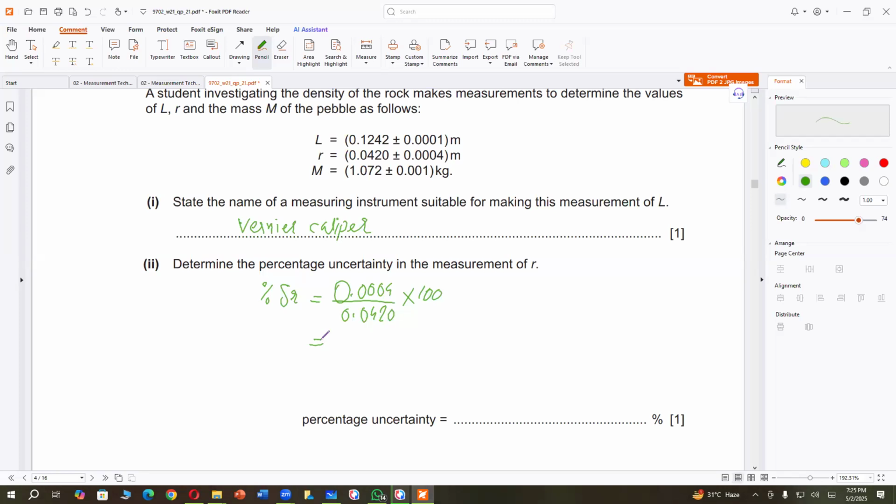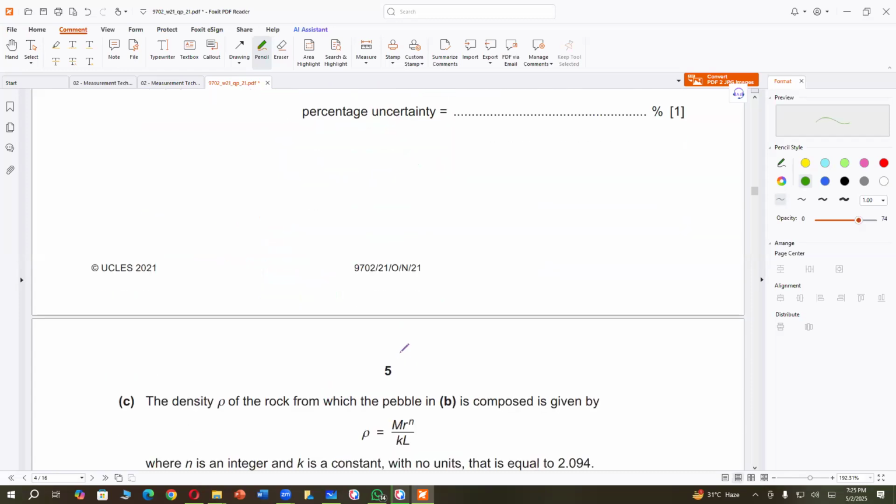Sir, 0.095. If you multiply by 100, wait one second. Yes, sir. 0.952. So it's 0.95%. Yes, sir. So now move to the next part.